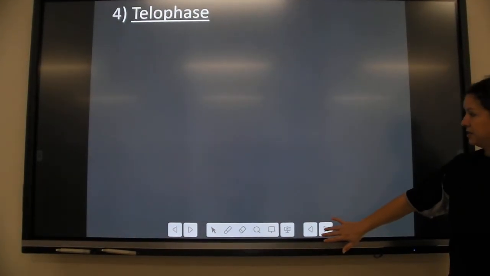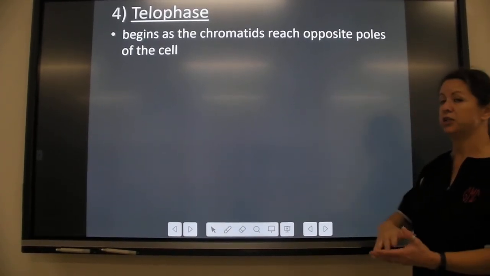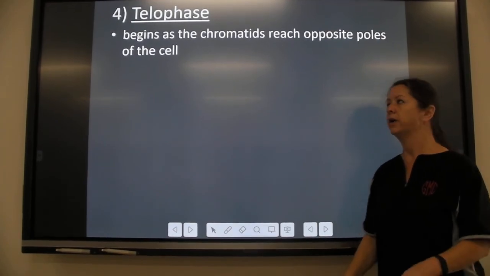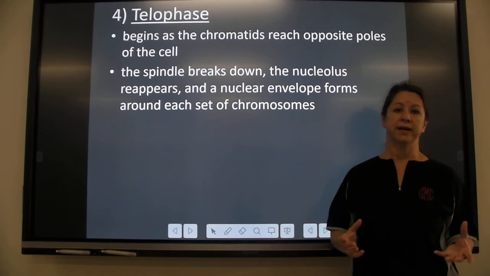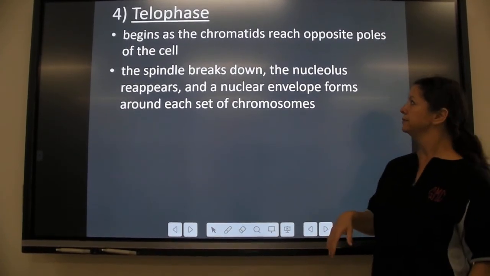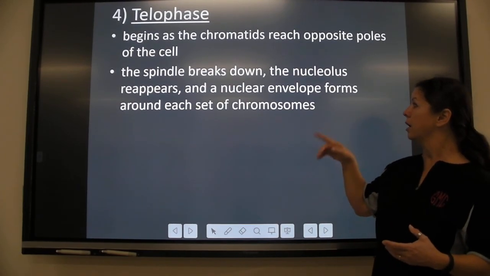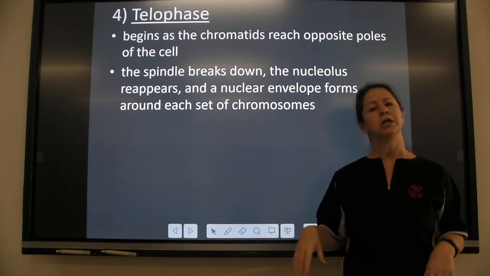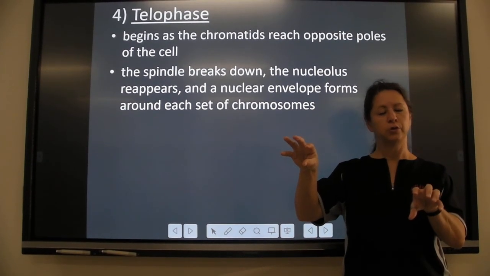And that brings us to telophase. And telophase begins as the chromosomes reach opposite ends. So as soon as they get up there at those opposite ends, telophase begins. The spindle is going to break down, so that cage is going to disappear. The nucleolus will reappear, and a nuclear envelope will form around each set of chromosomes. So for just a minute, you have a big cell with two nuclei in it.